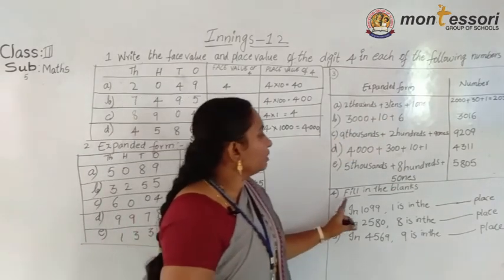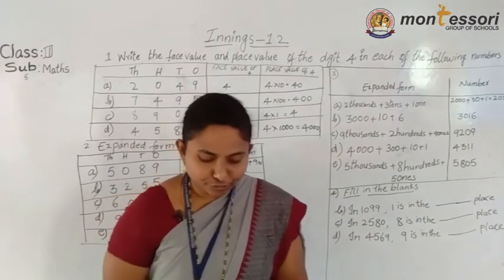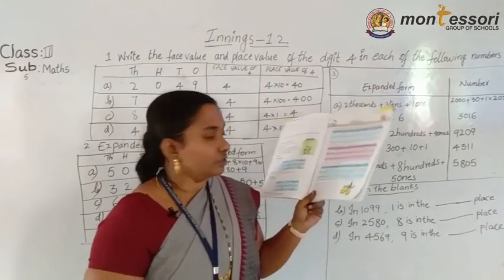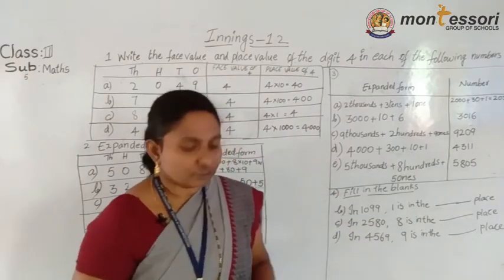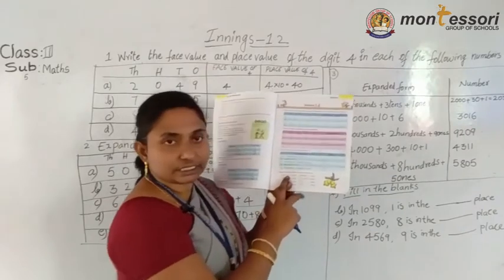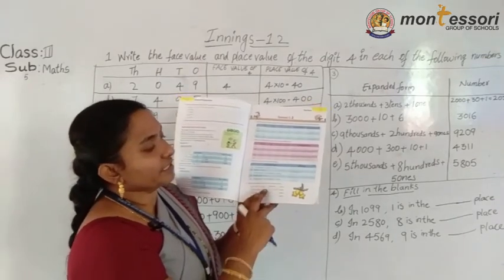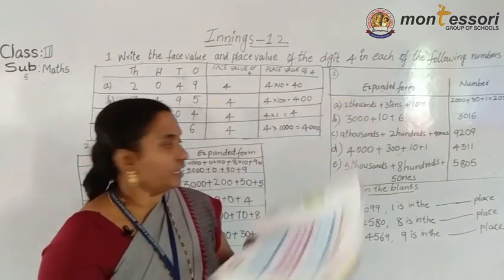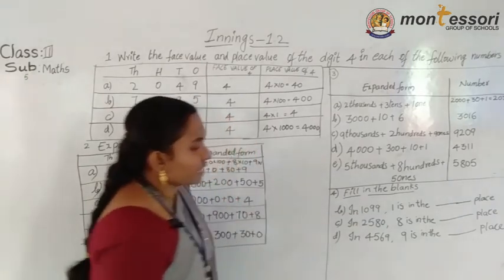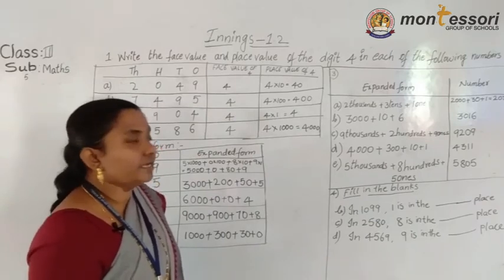Next one, fourth bit, filling the blanks. In filling the blanks in your textbook, one problem has already been done. Next B, C, D are given, no? So the first problem, once you check it, 7356, 3 is in the hundreds place. Okay. Now I am going to problem B. What is the problem given here? 1099. 1 is in the dash place.